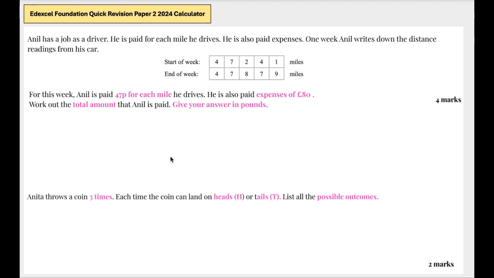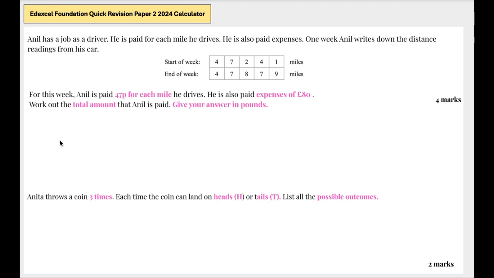For this week, Anil is paid 0.47p for each mile he drives. He's also paid expenses of £80. Work out the total amount that Anil is paid. Give your answer in pounds. So expenses are what he's given back for the miles that he's driven. And this is per mile that he drives.